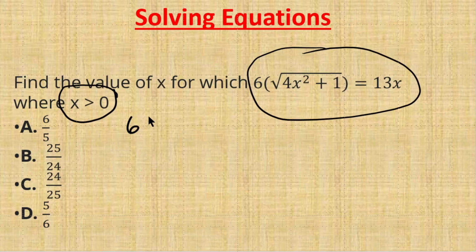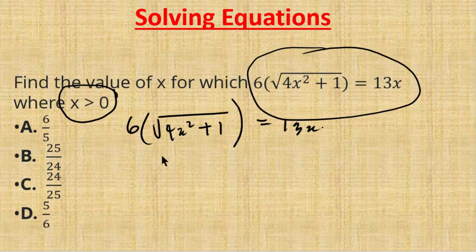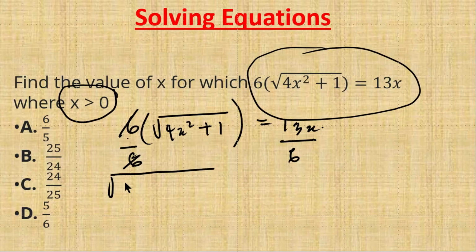The question says 6 times the square root of (4x squared plus 1) equals 13x. Now, since 6 is multiplying this whole expression, the first thing I want you to do is divide both sides by 6. This cancels the 6 here, so I'm left with the square root of 4x squared plus 1 equals 13x over 6.